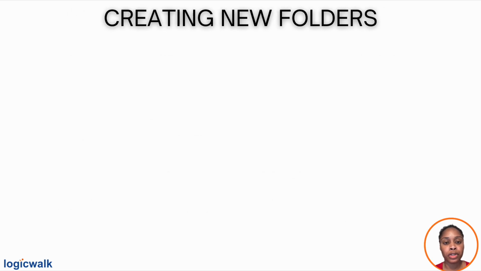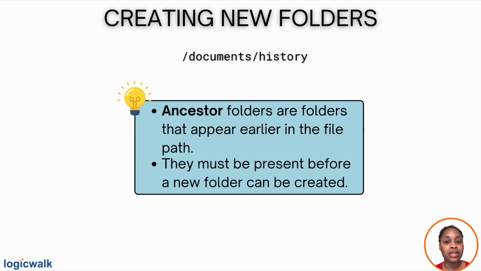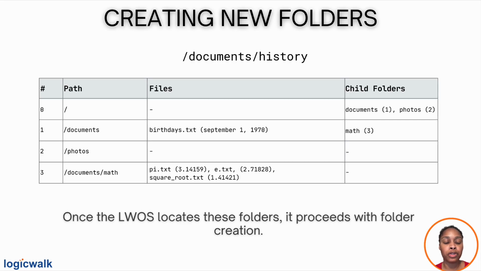Suppose we want to create a folder with the following path. Before creating the new folder, the OS first checks that all ancestor folders already exist. Ancestor folders are the folders that appear earlier in the file path and must already be present before a new folder can be created. In this case, the ancestor folders are the root folder and the documents folder. Once the Logicwalk OS locates these folders using their mapped index values, it proceeds with folder creation.